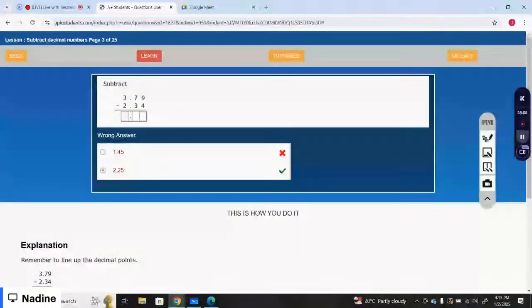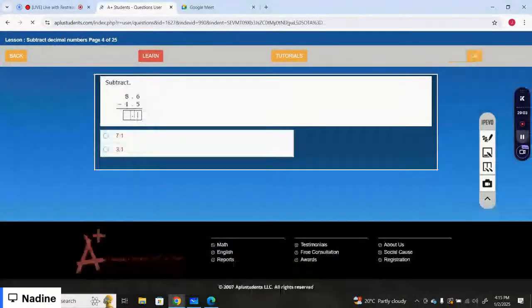Oh, sorry. I selected the wrong option. That is 1.45. 8.6 minus 1.5, which is the correct option? That is 7.1. Option number 1 is the correct option.